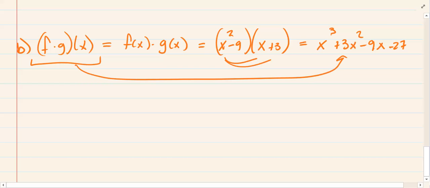What's the domain of that big polynomial on the end? Very good. All real numbers. The domain is all real numbers. I can plug anything I want into any of those x's, any real number, and I will get out a real number. I'm all good.